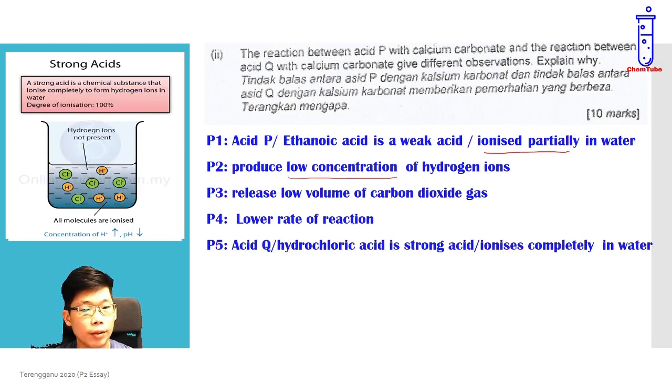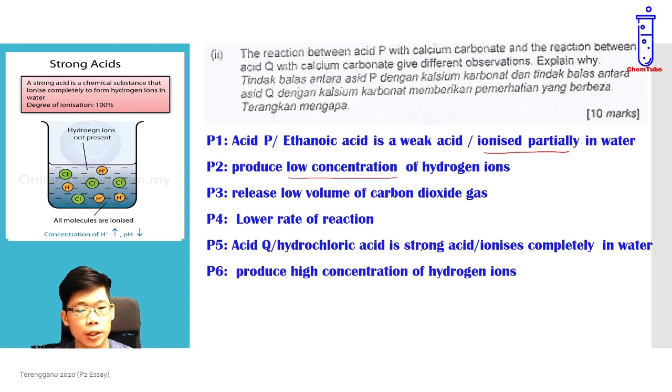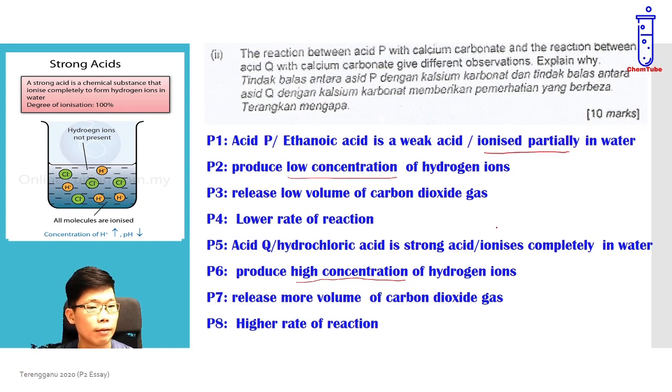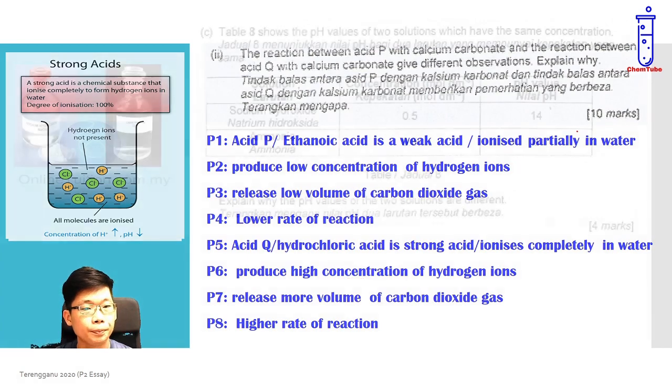Then acid Q is a strong acid. You can mention the name: hydrochloric acid is a strong acid, ionized completely in water, producing a high concentration of hydrogen ions, and it releases more volume of carbon dioxide gas, and it has a higher rate of reaction. So there are 8 points here you can write. So the total is 10 marks for this question, plus the 2 marks in the first question just now.